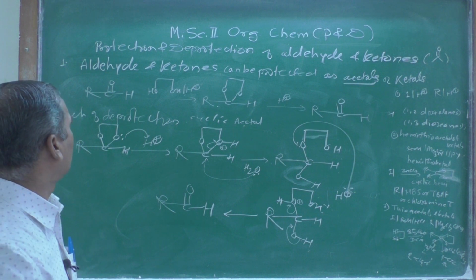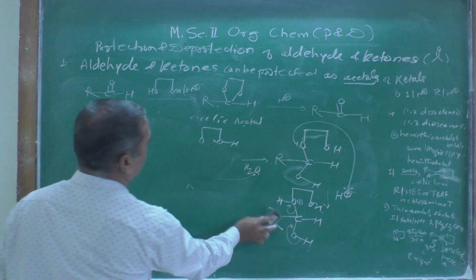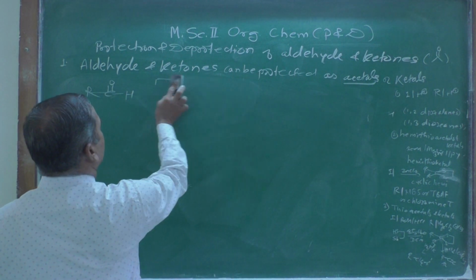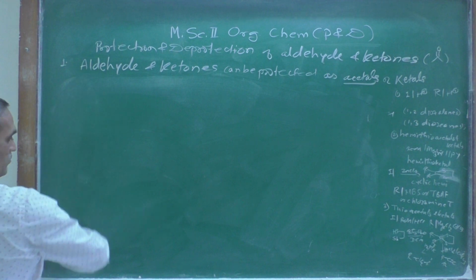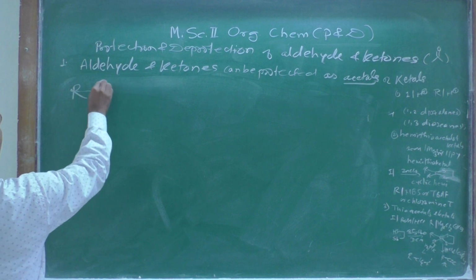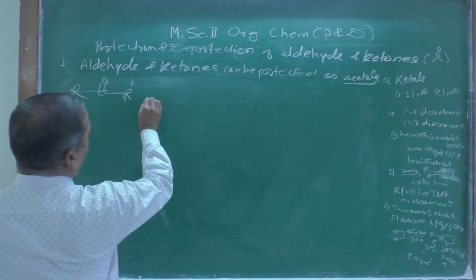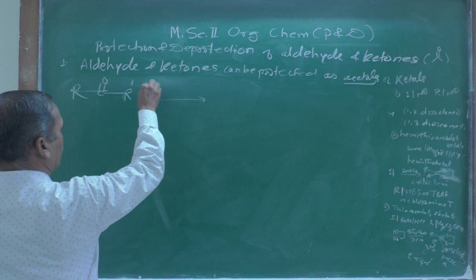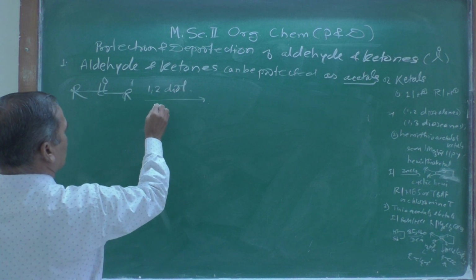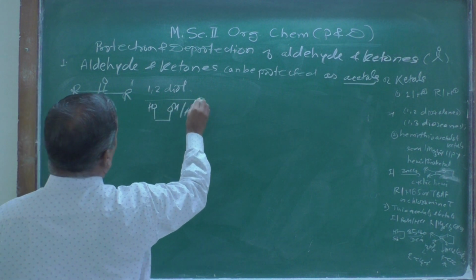Similarly, for ketone, let us look at the second one, a ketone. Let us take the starting compound, a ketone, R C double bond O R dash, that will be treated with 1,2-diol. This is 1,2-diol, which is this one, HO CH2 CH2 OH, in the presence of H plus.